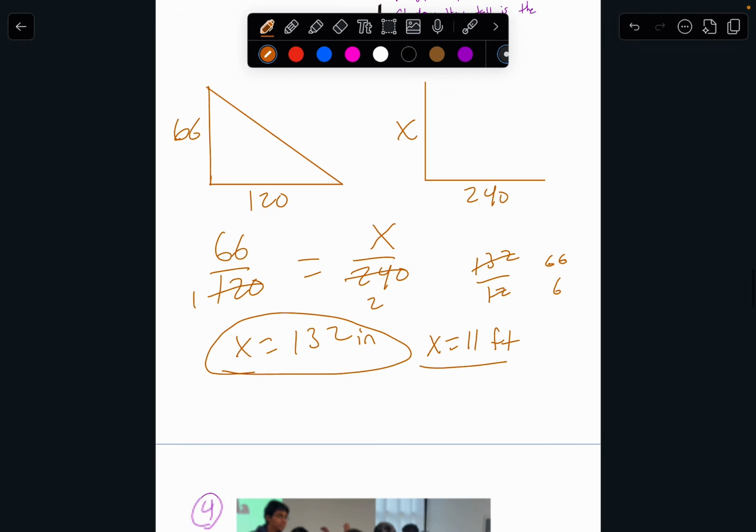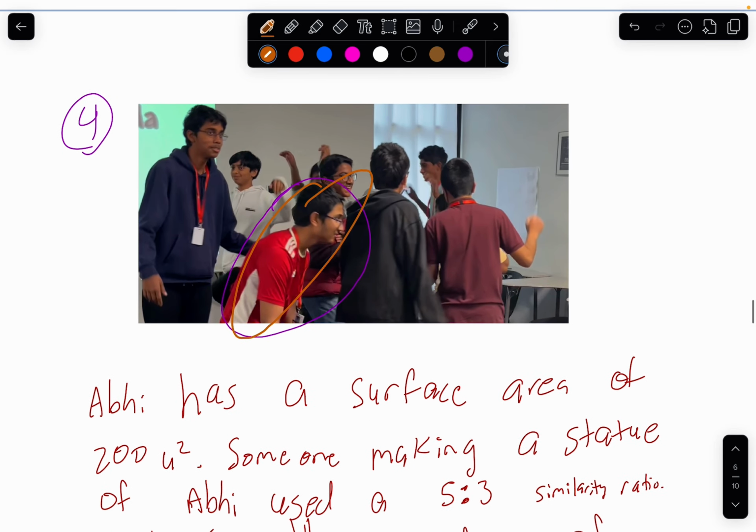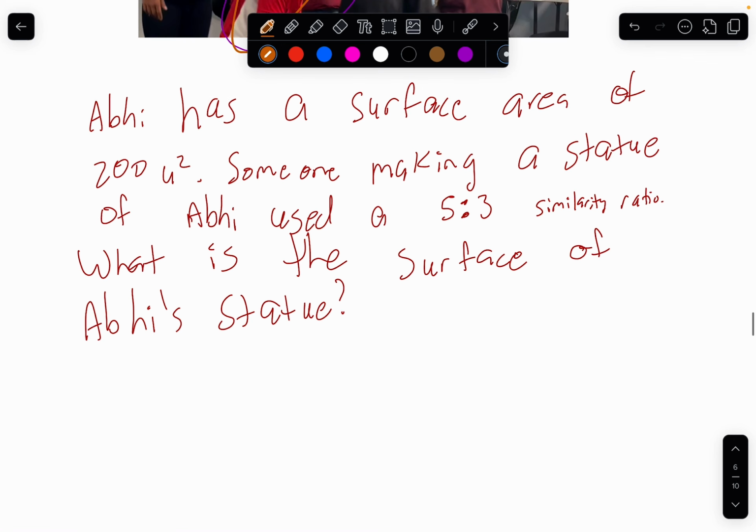A lot of fun work. All right, we got my friend Abby here. We're making a statue of my friend Abby. It says Abby has a surface area of 200 units squared. That's his current surface area, but someone's making a statue using the ratio 5:3.